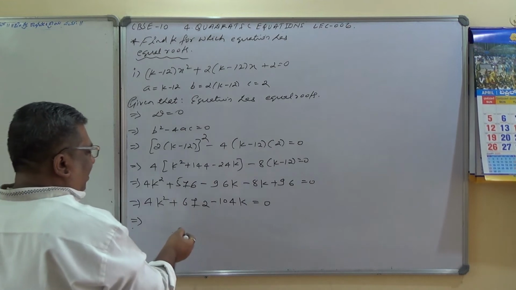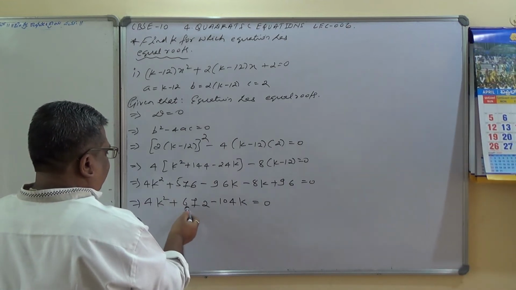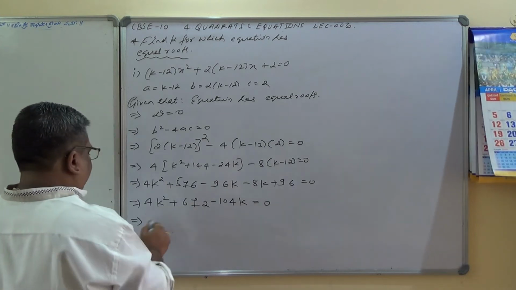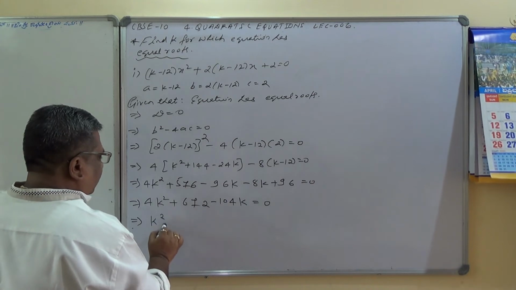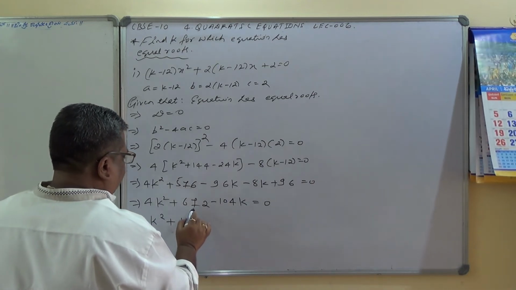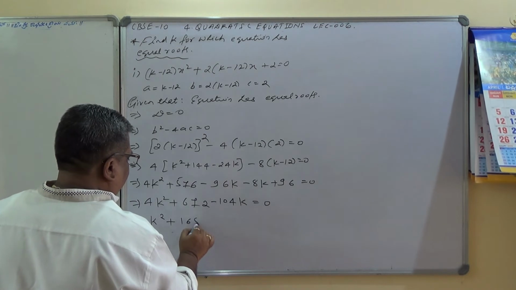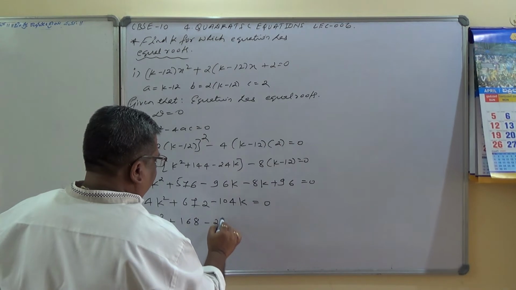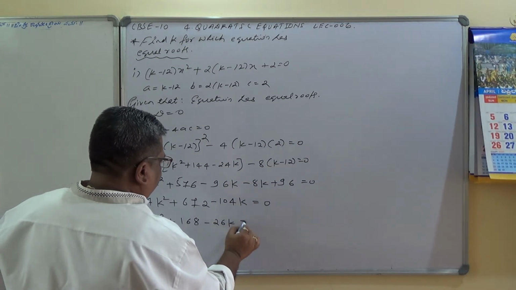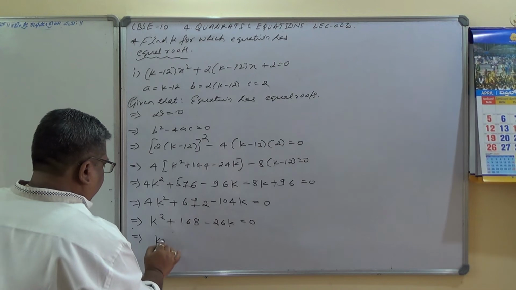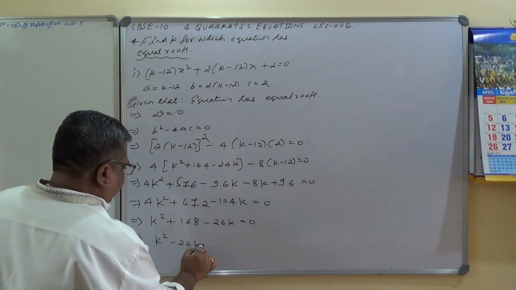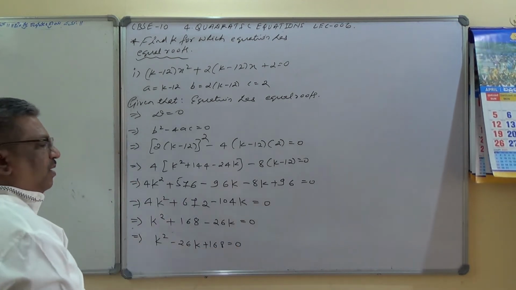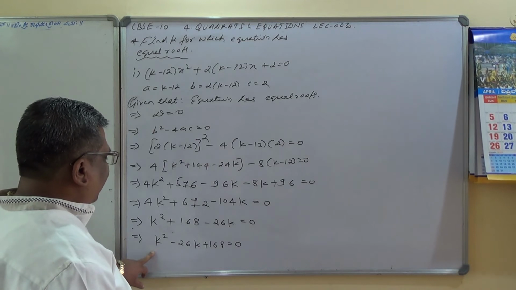Okay, let's take common here. Is it possible to take common? Yeah, possible. I take 4 common: k square minus 26k plus 168 equals 0. So let us solve this equation to find out the value of k here.